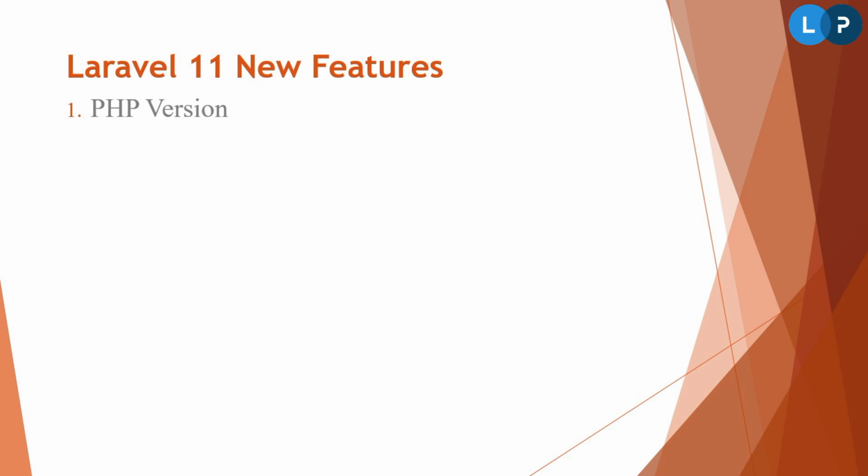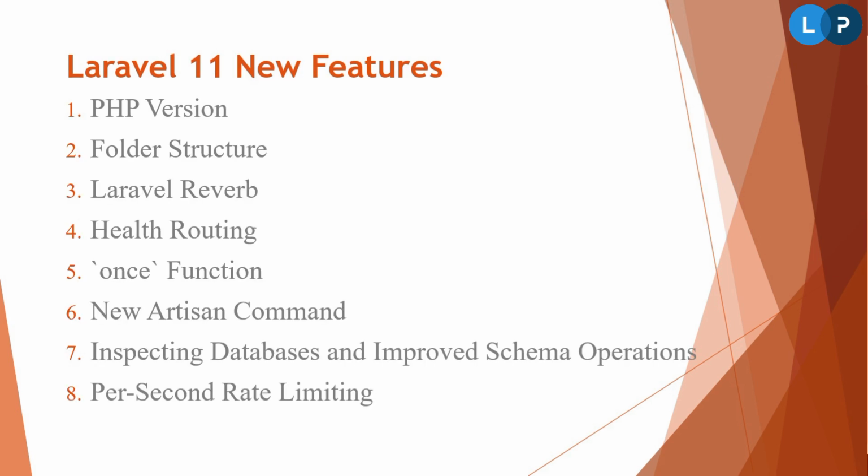So first, in Laravel 10 we need PHP version 8.1, but in Laravel 11 we need PHP 8.2. So the first thing is we need to upgrade our PHP version to use Laravel 11. Okay, so this is the basic thing. Next is the folder structure. There are some changes in the folder structure that we'll discuss in this video, along with Laravel Reverb, health routing, the once function, new Artisan commands, and many more things. So we'll discuss all those things, right?